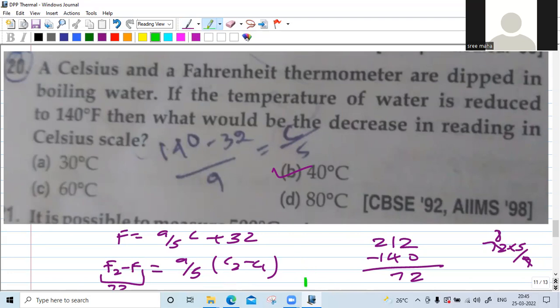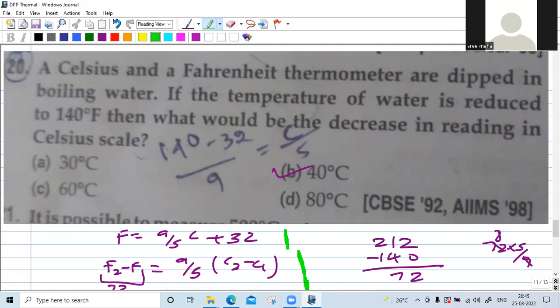But we got one answer, no, sir, like the expression (F minus 32) by 9 equals C by 5. I put the F as 140. I didn't get it. Can you see it? This is the only way to do it.